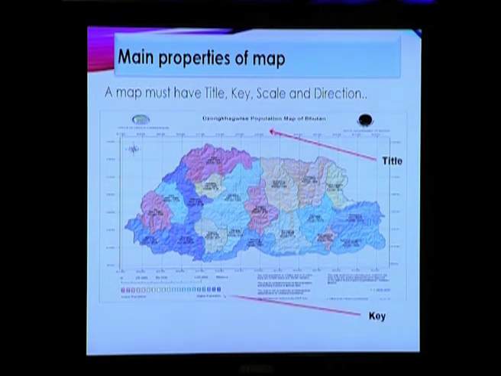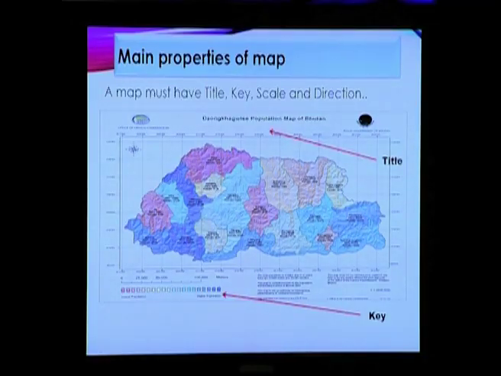Key. The key tells you what the map is about. And here the map is about the population of Bhutan. It shows the density of population. So, the pink color shows less population, whereas the blue color shows higher or denser population. So, this is the key which helps us to know what the map is about.